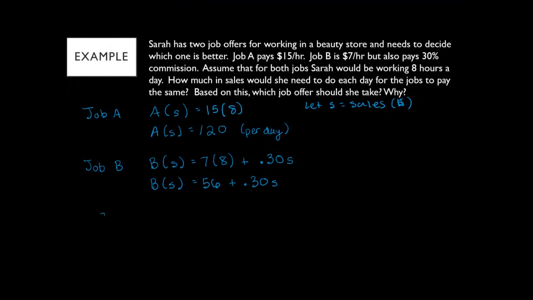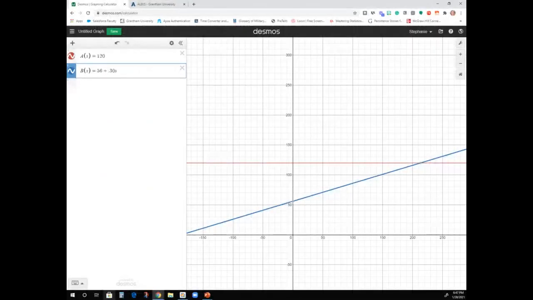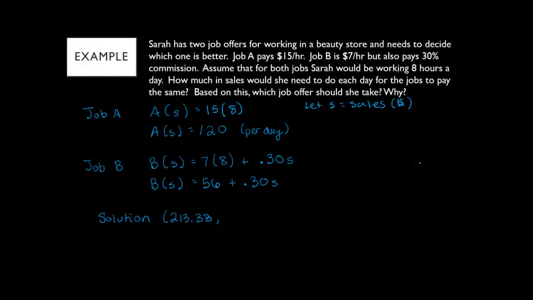So I'm going to just go back over here. Our solution, 213.33, and that's our input, and it's in dollars, which we round to 2 decimal places because money, we always have 2 decimal places for cents. So that's 213.33, and then I've forgotten what the other number was. I'm going to go back. 120. Okay. So that's our ordered pair.